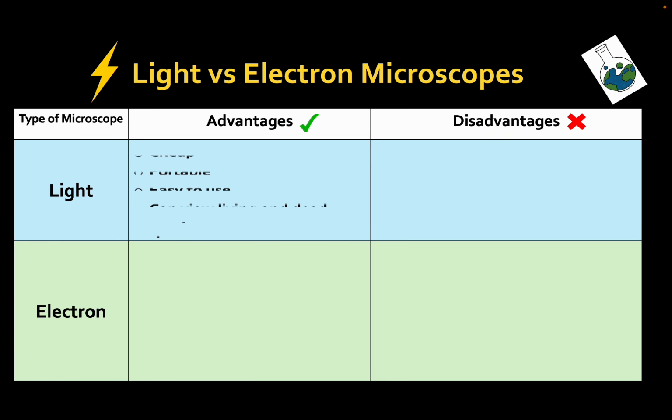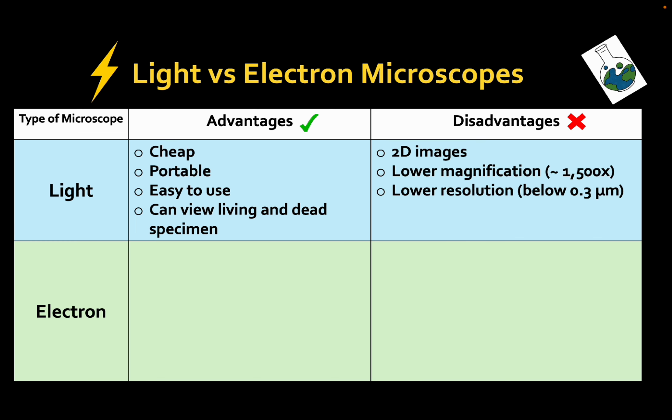So let's see if what you identified compares with the advantages and disadvantages of both the light and electron microscope. The advantages of a light microscope is that it's cheap, it's portable, so very easy to carry around, it's easy to use, and you can view living and dead specimen. Disadvantages of light microscope is that it generates 2D images, so you can't see internal structures easily. It also has a lower magnification and a lower resolution.